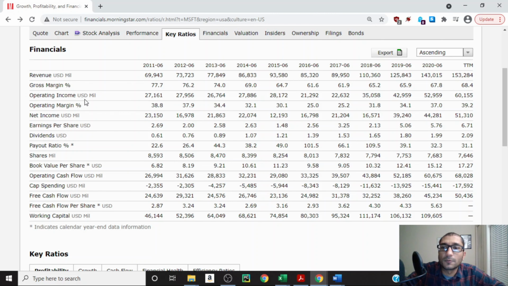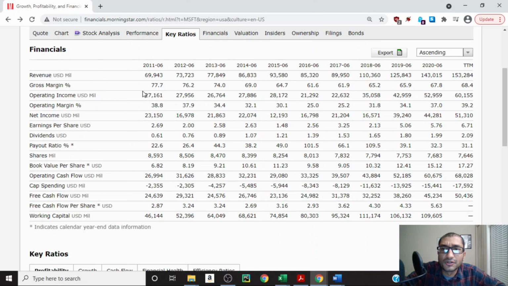The operating income is what we get when we subtract the cost of goods and operating expenses from the company's revenue. Back in 2011, the company's operating income was about $27 billion. For the year 2020, it was about $52 billion, and for the trailing 12 months, it's about $60 billion.